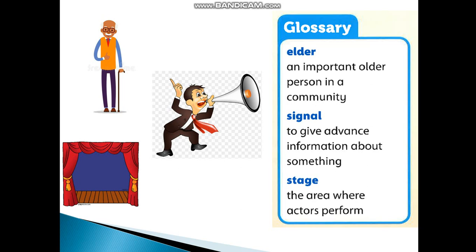Now, stage, here is the stage. Like I told you, a play is something that is being acted on a stage, and the stage is the area where actors perform, where actors act. So people go in front of the people on a stage.